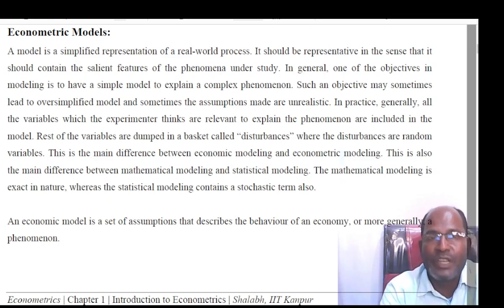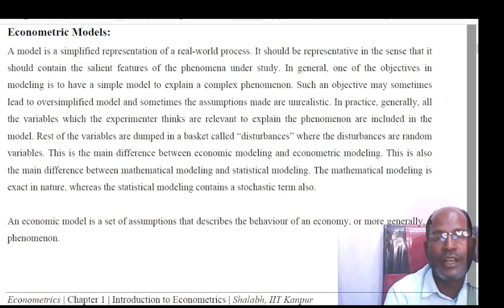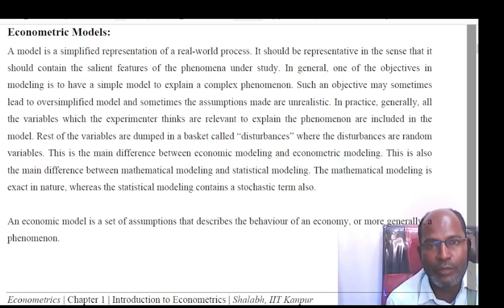In practice, generally all the variables which the experimenter thinks are relevant to explain the phenomena are included in the model. The rest of the variables are dumped in a basket called disturbances. The disturbances are random variables. This is the main difference between economic modeling and econometric modeling. This point should be noted. Always a question arises in the examination, the difference between an economic model and an econometric model.